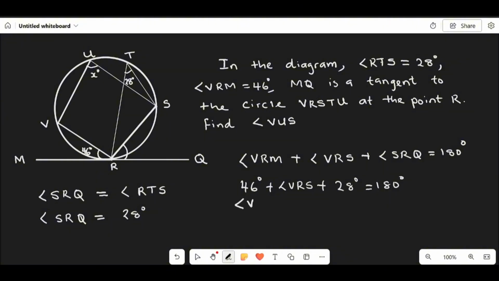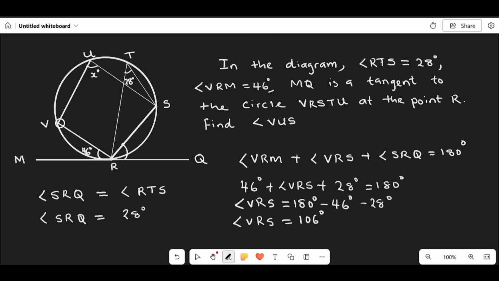Angle VRX is equal to 180 degrees. If we transpose 46 degrees to the right hand side, the positive sign will change to negative, and the same thing will happen to 28 degrees. So we have minus 46 degrees minus 28 degrees. Our angle VRX is equal to 106 degrees.